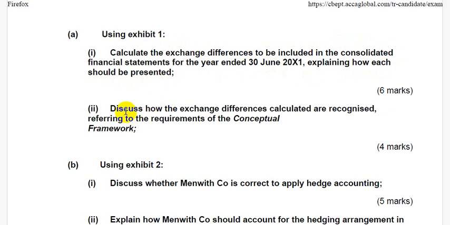Like I've said before, do not waste your time reading the other requirements, unless you are not comfortable with the first requirement. But if you are comfortable, go ahead and read the exhibit. Reading other requirements is a waste of time because you cannot answer two requirements at the same time. So let's read the exhibit for question A1.